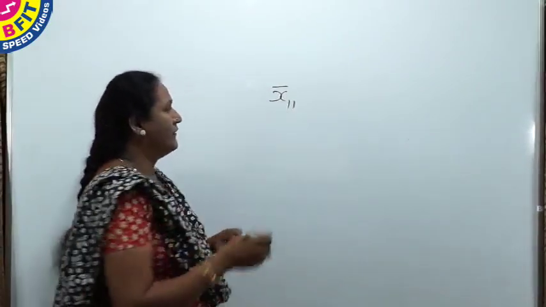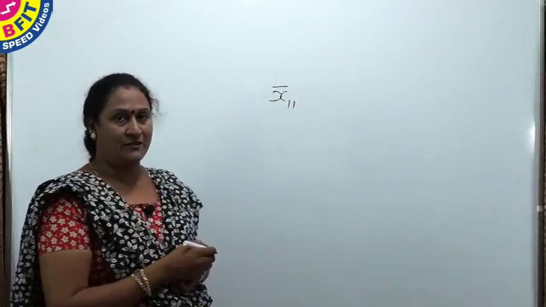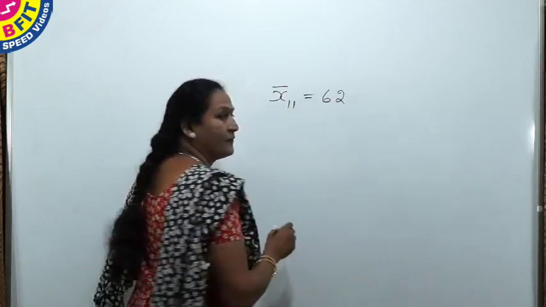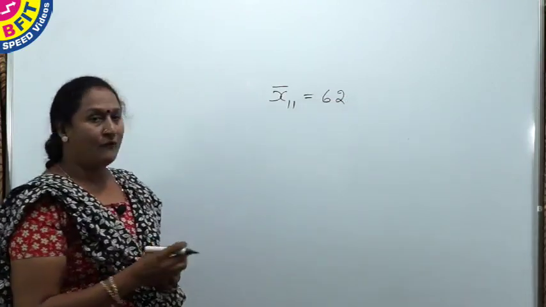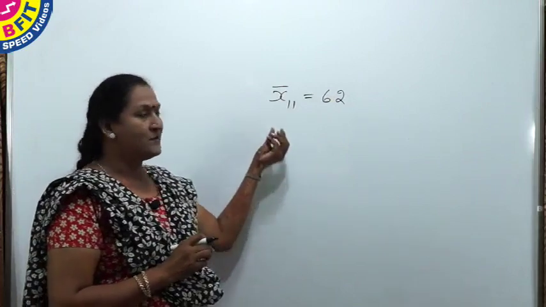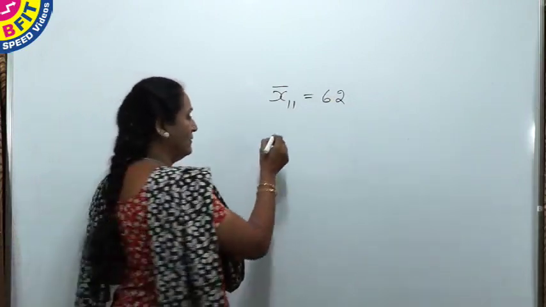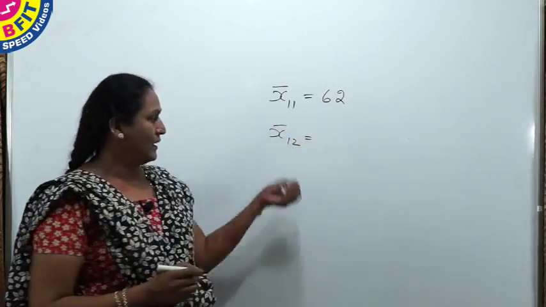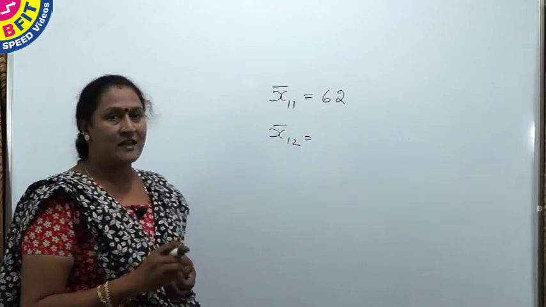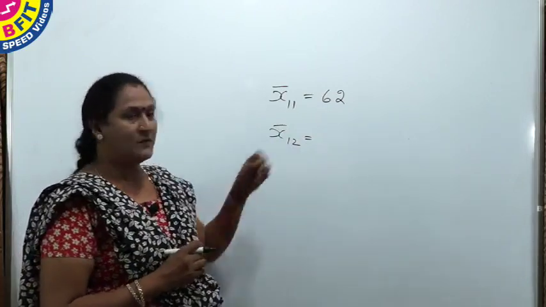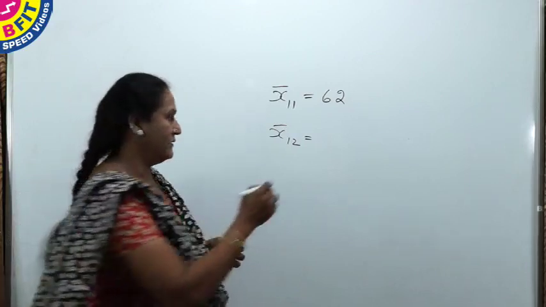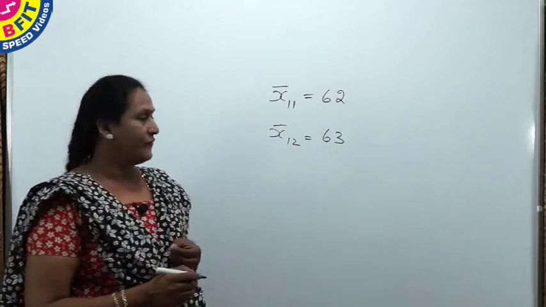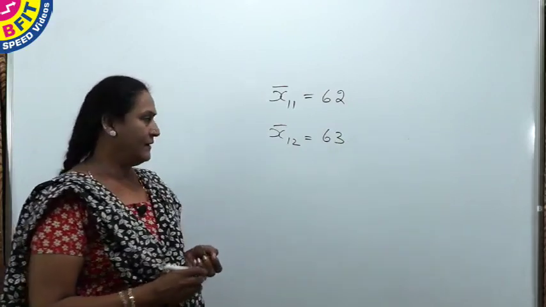So this x bar 11 mentions it is the average of 11 students, which is equal to 62. Now when one boy is added, the number of terms becomes 12. For these 12 students, as the average increases by 1, the average becomes 62 plus 1, 63. So we are asked to find the 12th term which was added.